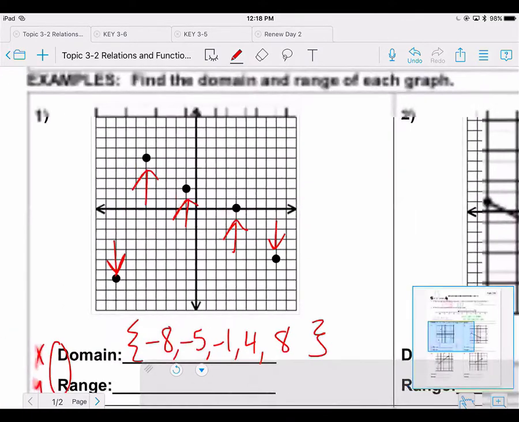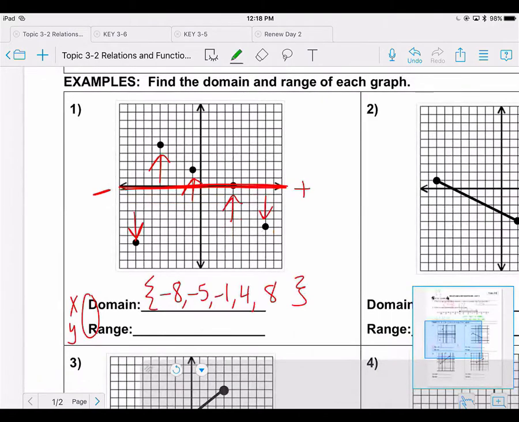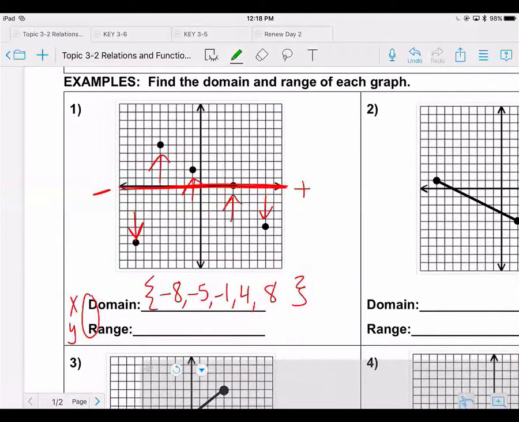Remember, we are looking on the x-axis. Our x-axis goes left to right. Positives are to the right. Negatives are to the left. Looking at my y's, my y-axis is the one that goes up and down. Up is positive, down is negative. So if you go down, make sure you put those negatives. So if I'm starting bottom to top, this one down here is at -7.